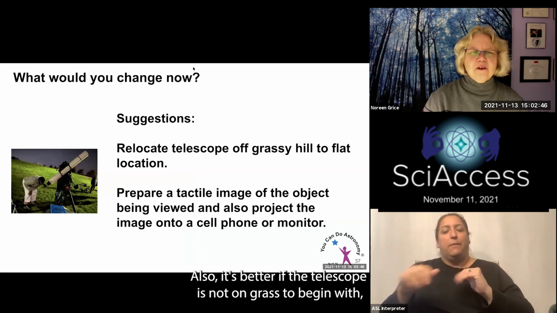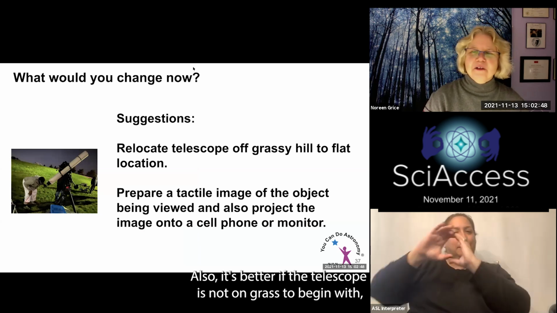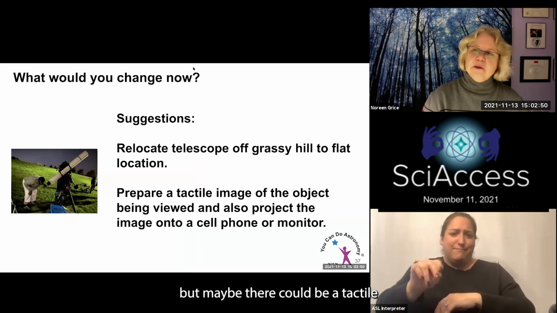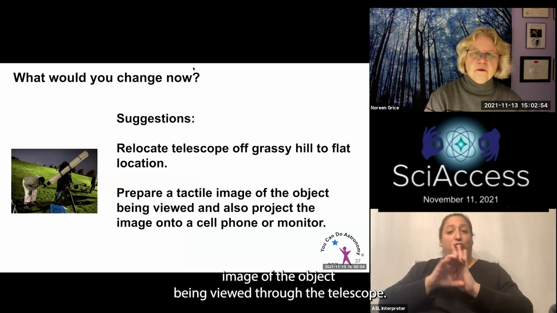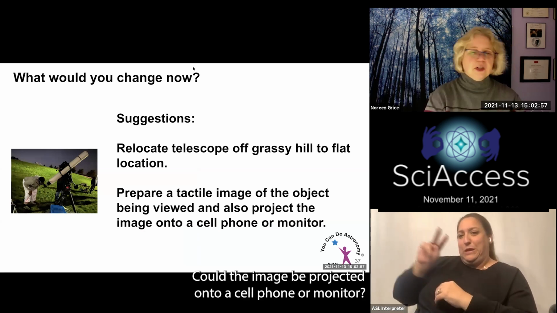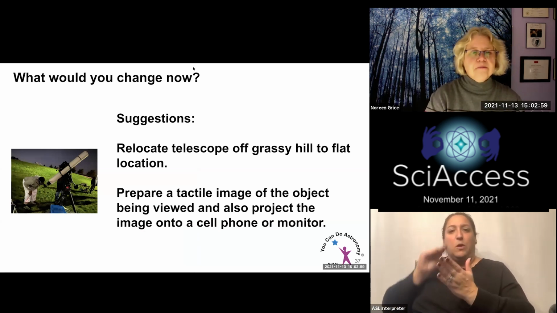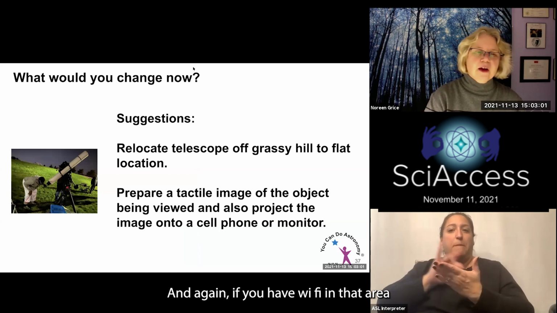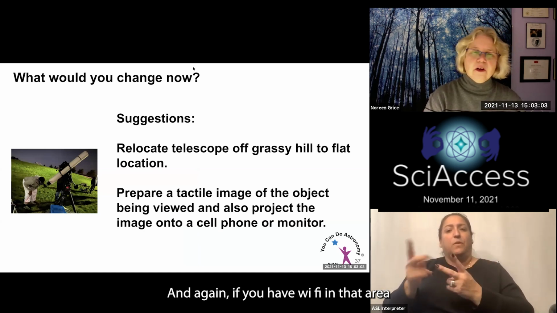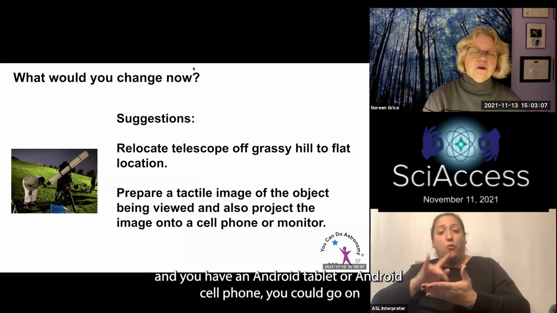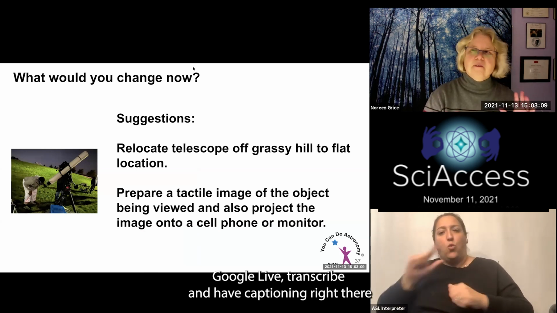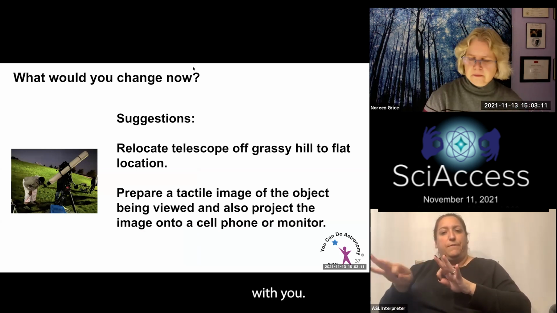Also, it's better if the telescope is not on grass to begin with. But maybe there could be a tactile image of the object being viewed through the telescope. Could the image be projected onto a cell phone or monitor? And again, if you have Wi-Fi in that area and you have an Android tablet or Android cell phone, you could go on Google Live Transcribe and have captioning right there with you.